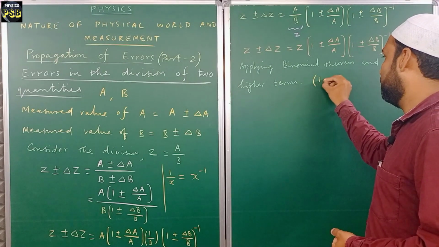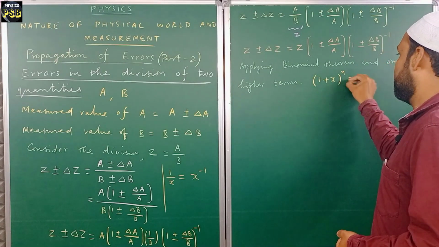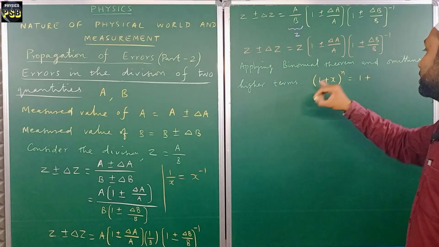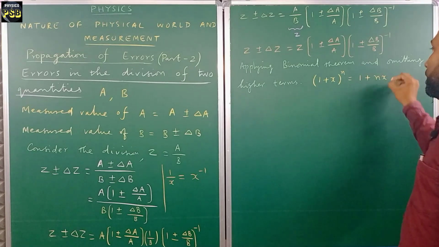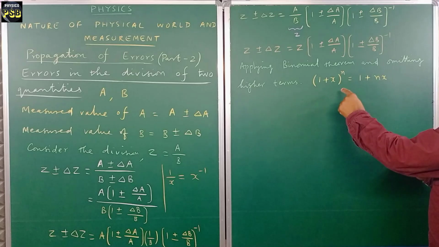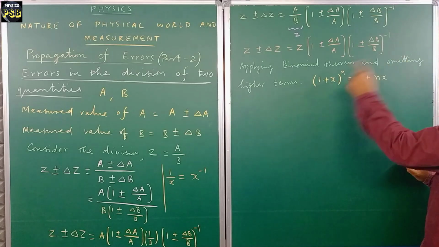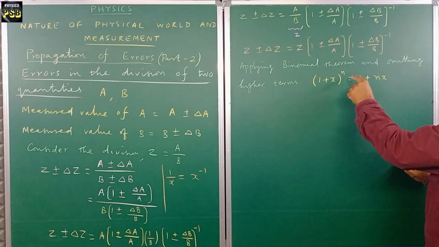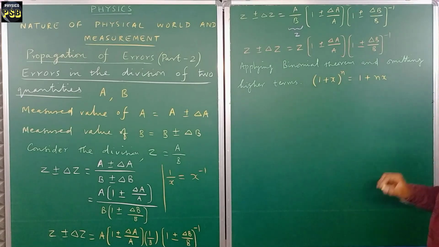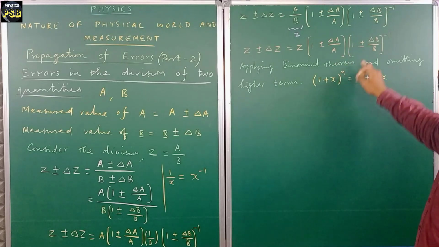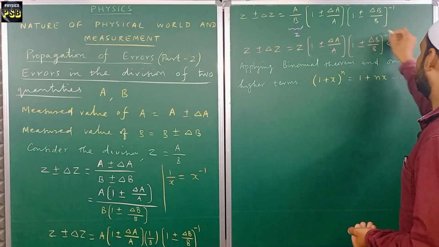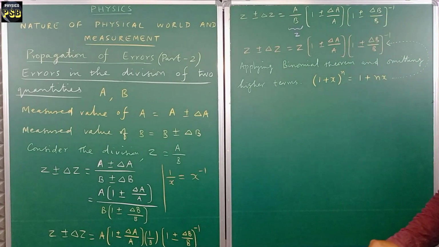Suppose I have (1 plus x) power n. Then this can be written as 1 plus nx after the application of the binomial theorem. If you apply the binomial theorem and omit higher order terms, then you will get 1 plus nx for this kind of function. Now, the same thing I will do here. I am going to apply this to this part of the equation.